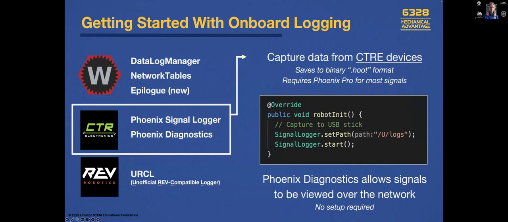Now, in addition to WPILib, there are now several options where you can log data directly from vendor devices. CTRE includes what they call their SignalLogger for Phoenix. This captures data from some of their devices to the Rio. That includes the Talon FX, Pigeon 2, and CANcoder. It's really easy to set up. You can see that to the right in Java. And in fact, if you don't add these lines, the SignalLogger is also started automatically whenever you're connected to the field. Though I do want to note that with the SignalLogger, in order to access the majority of signals, you do need a Phoenix Pro licensed device on the CAN bus. So this isn't one that you get for free.